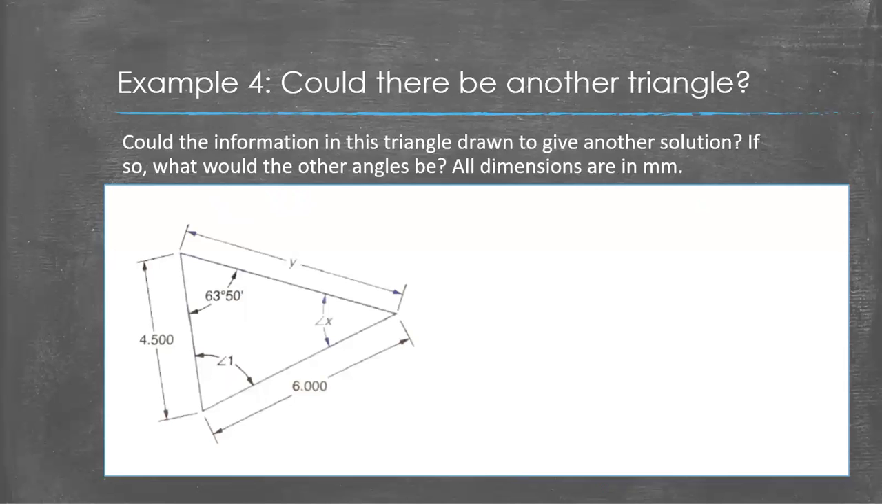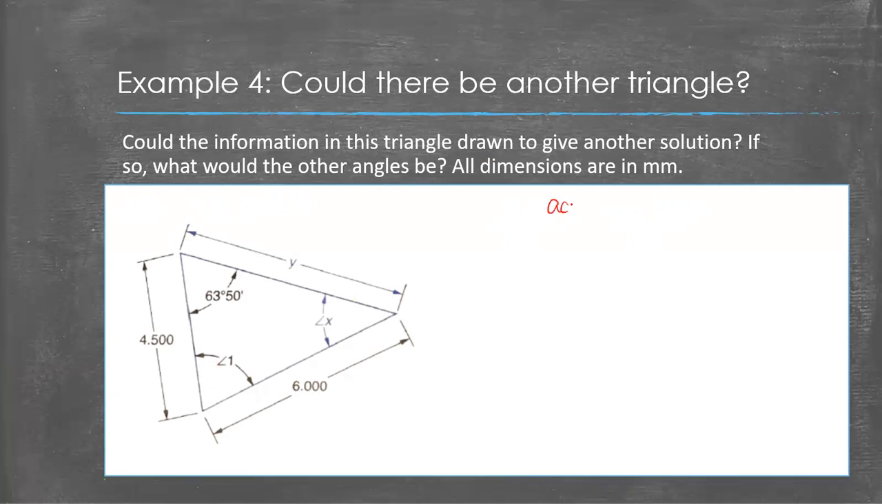Okay, here we have another one. It says, could the information in this triangle drawn be used to give another solution? I'm missing some letters and words in there. If so, what would the other angles be? So this one gets you to think, well, what are the conditions? So conditions.